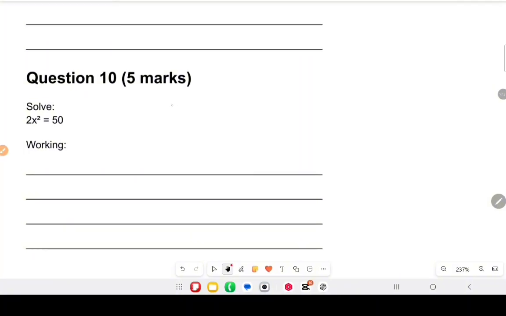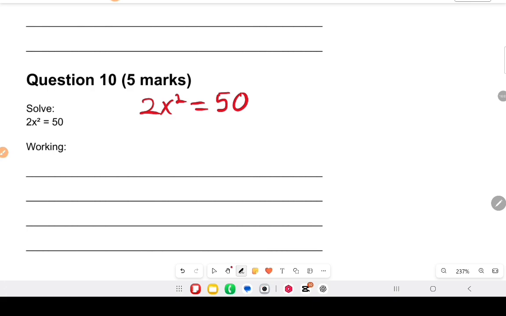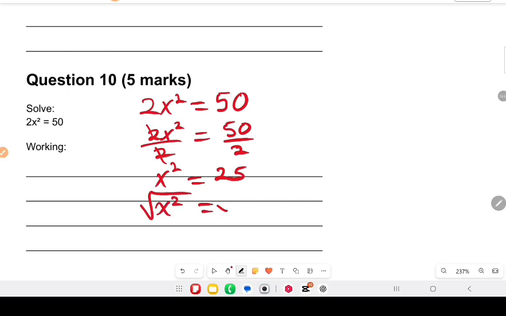Question number 10 is 2x squared equals 50. In this case, we divide both sides by the coefficient of x squared, which is 2. We have 2x squared all over 2 equals 50 all over 2. 2 cancelled to left with x squared equals 25. Now we take square root of both sides. We have square root of x squared equals square root of 25. Then square root cancels squared, left with x equals plus or minus 5, because 5 is the square root of 25 as the answer.